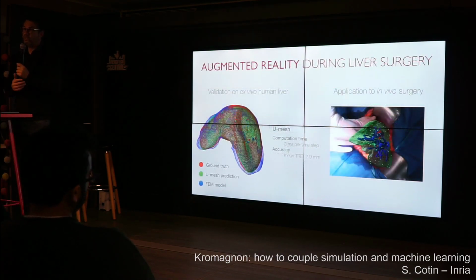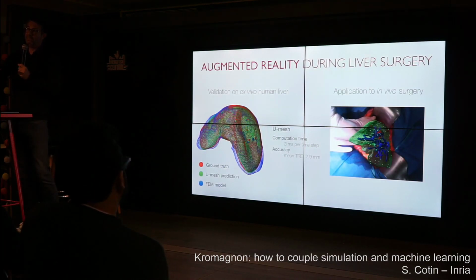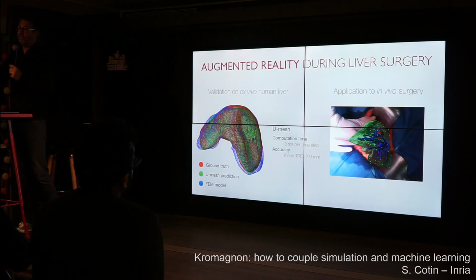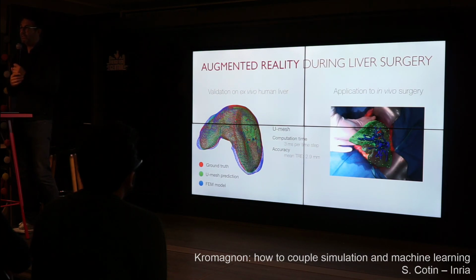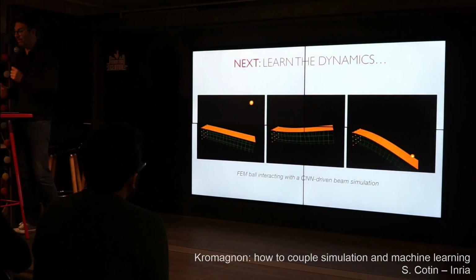So we've applied it to an augmented reality scenario where, in the end, instead of just comparing to a numerical simulation of the same liver done with FEM, we actually have a real liver that we scanned in 3D under different constraints, and basically what we get is a prediction below 3 millimeters of its actual deformation, but in 3 milliseconds.